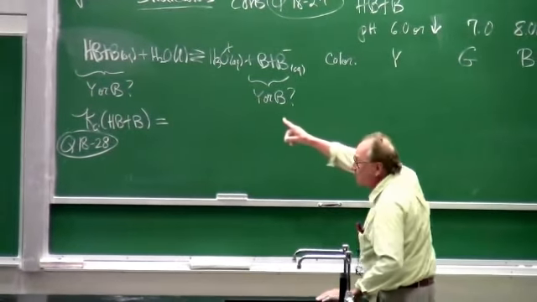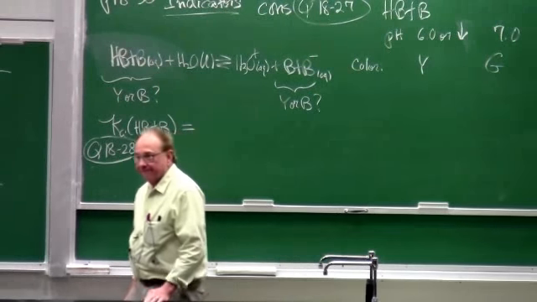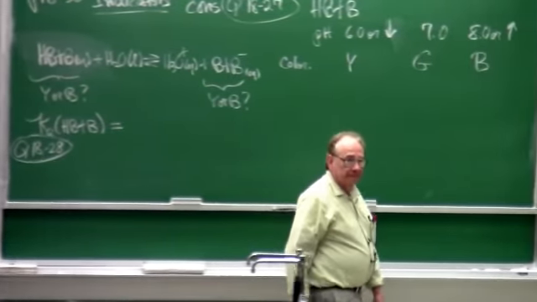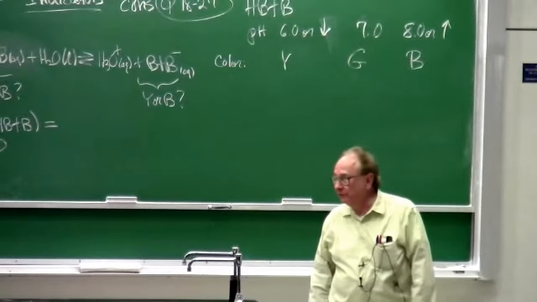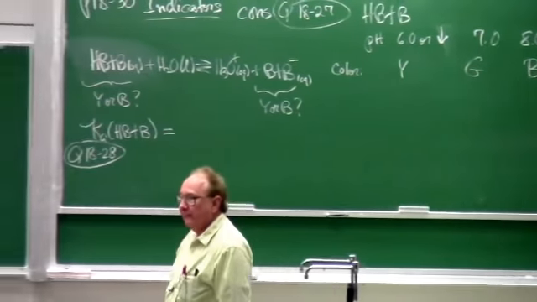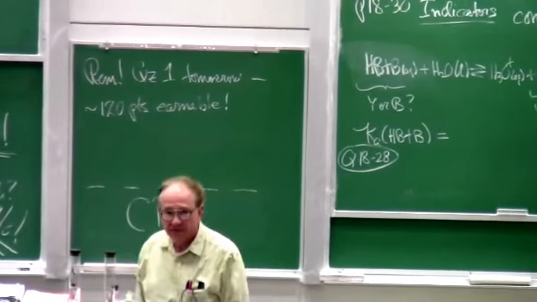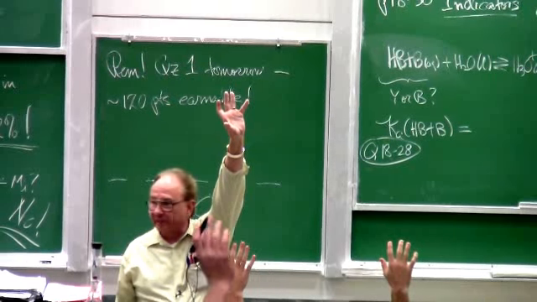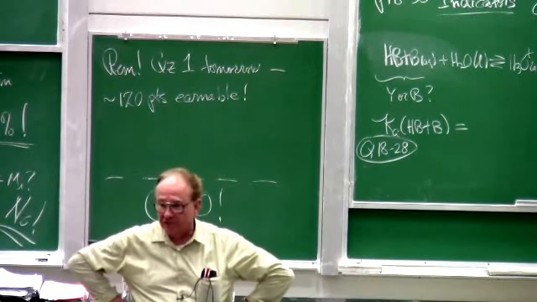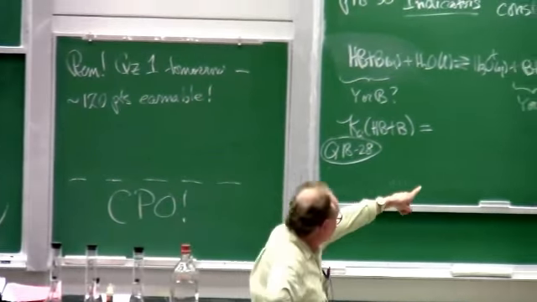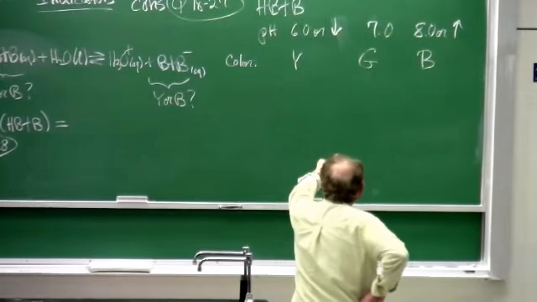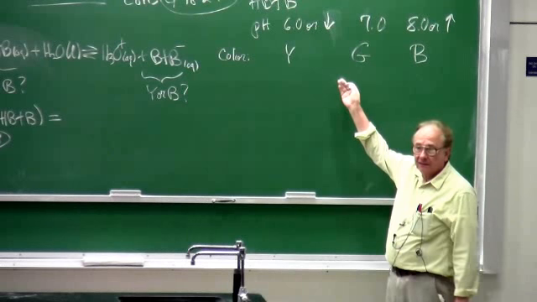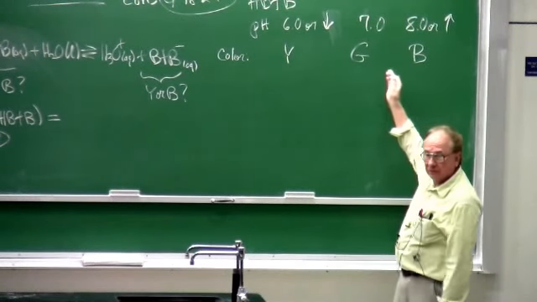Which one is yellow? Which one is blue? This information allows you to decide. All right, we'll have a vote. HBTB, the protonated form, HBTB is yellow. Just about everybody voted right, so I won't ask for any more votes. That's good. This information tells you, as you make the system progressively more basic or less acidic, however you wish to say it, you go from yellow to green to blue.